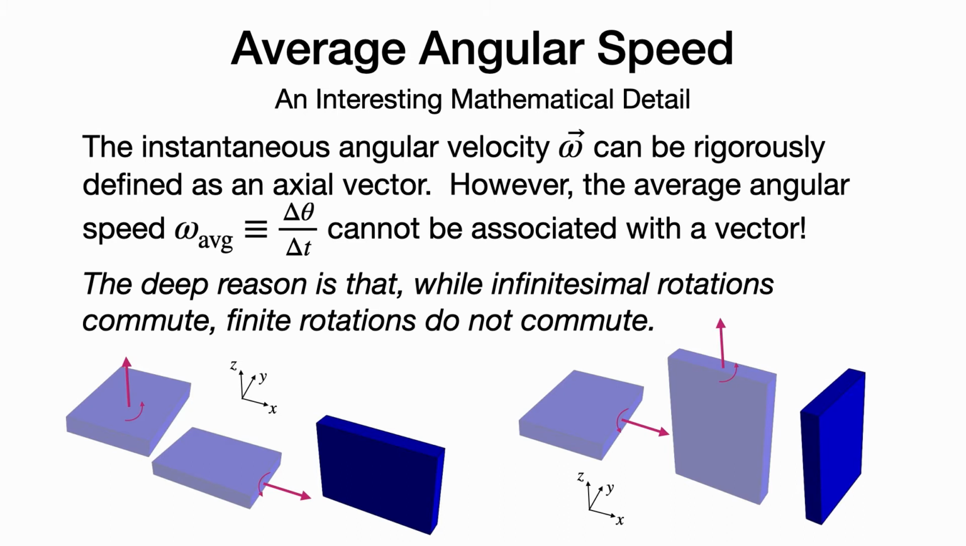orientation. By performing the two rotations in opposite orders, we have commuted the order of the rotations. We see clearly that the final orientation of the book is different in the two cases. And this is what we mean by the fact that finite rotations do not commute.